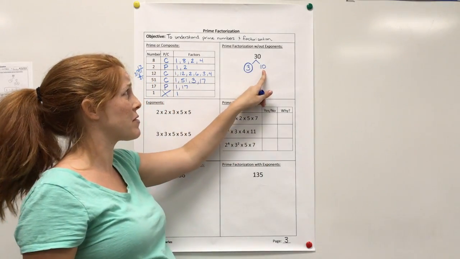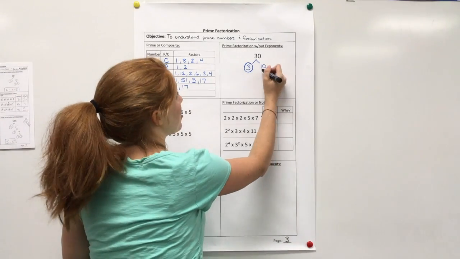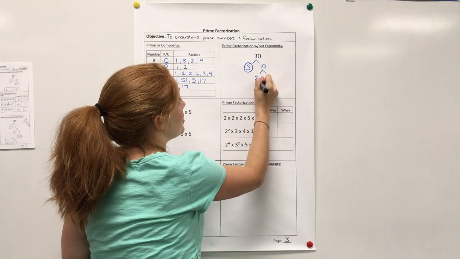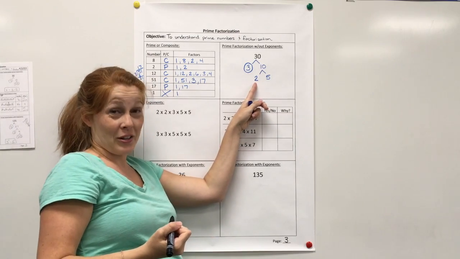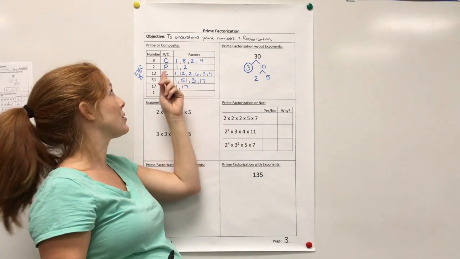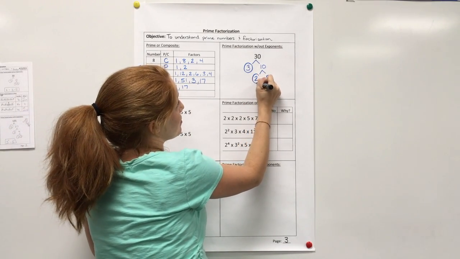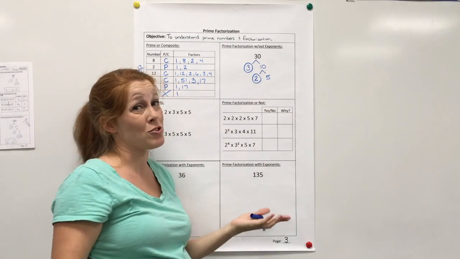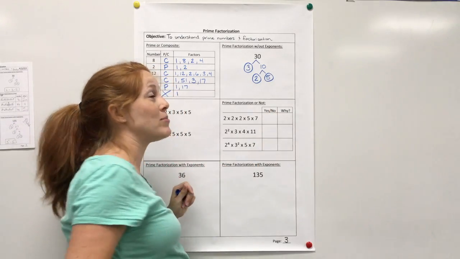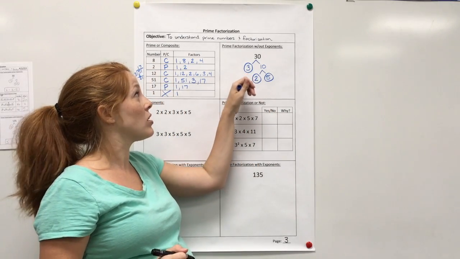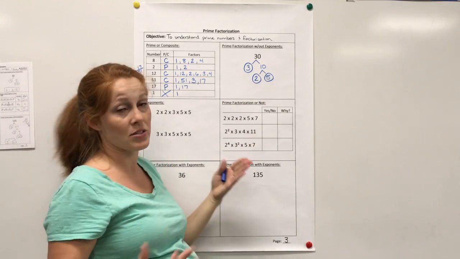Now I need to think of 10. Well, can I break 10 down? Yes. I can break 10 down by multiplying 2 times 5. Okay? Now I need to look at each of these factors. 2 is prime because it only has 2 factors, 1 and itself. It's the only even prime number, so I'm going to circle it. 5 is also prime. The only way I can get it is 1 times 5, so I'm going to circle it. I know I'm done with a prime factorization when all of the bottom branches have circles, meaning they're all prime numbers. I can't break anything else down.